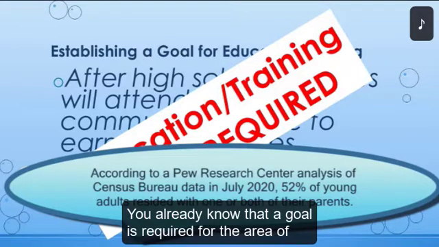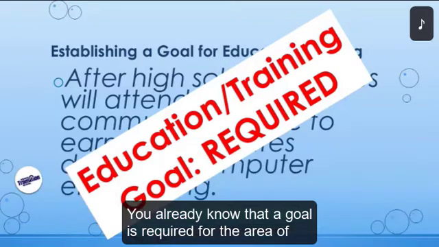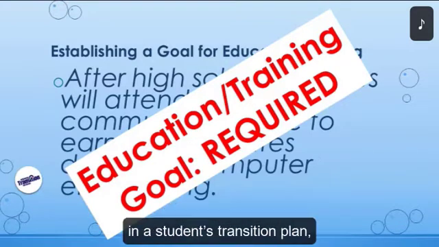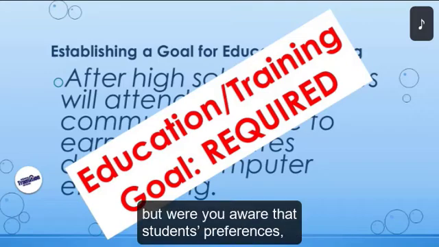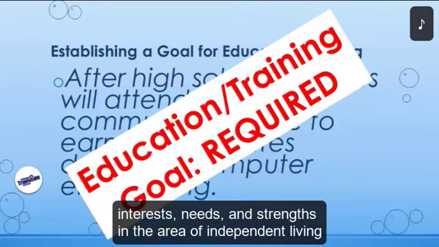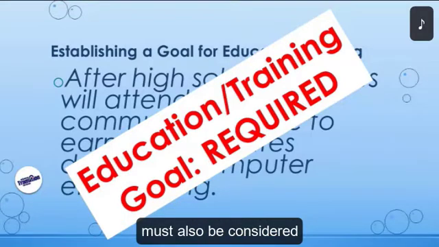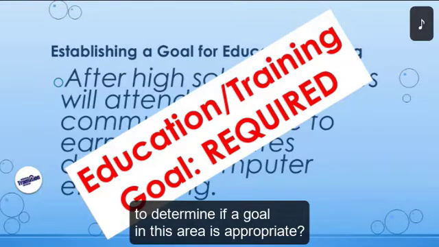You already know that a goal is required for the area of employment and education and training in a student's transition plan. But were you aware that a student's preferences, interests, needs, and strengths in the area of independent living must also be considered to determine if a goal in this area is appropriate?